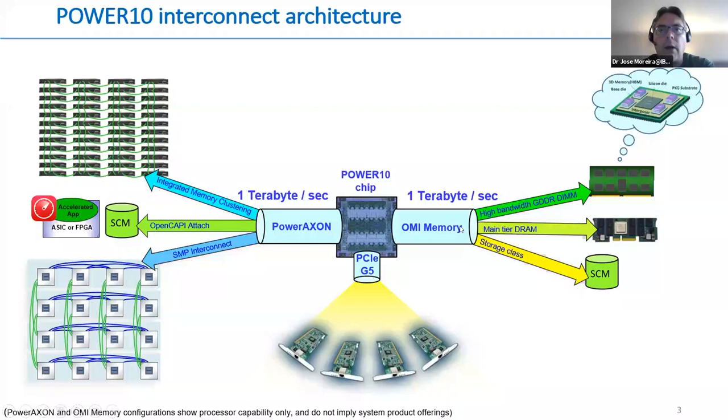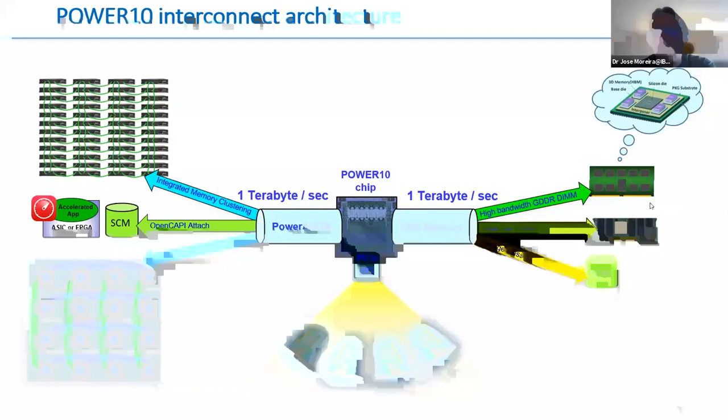And this open memory interface in POWER10 has a full terabyte per second of bandwidth, and you can use it to connect to conventional DDR, but you can also connect to high bandwidth memory or to storage class memory. So it's a standard interface, and what you put on the other end is up to you.